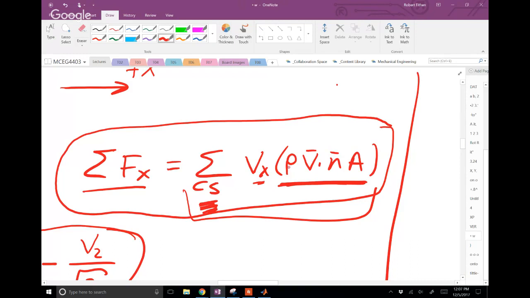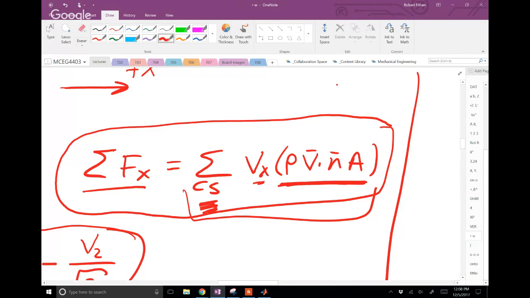So what you get is rho VA, either a plus or a minus, and it's plus if they're the same. So this term would become negative rho V1 A1. And then this one would be positive rho V2 A2. And then you've got the VX.